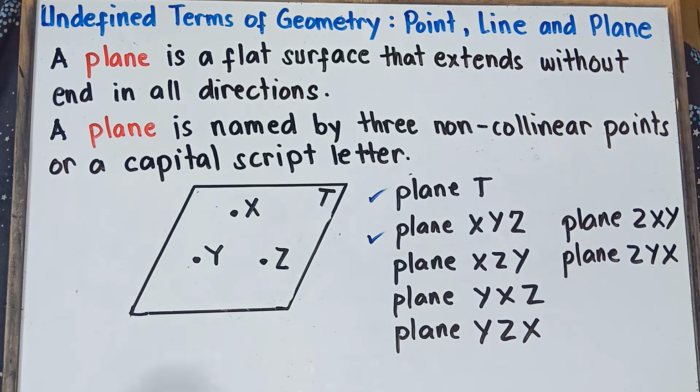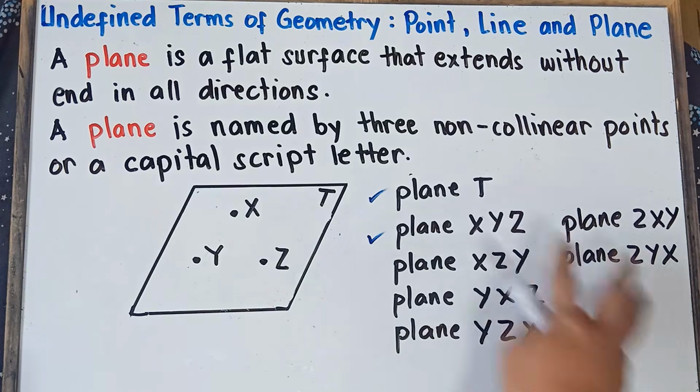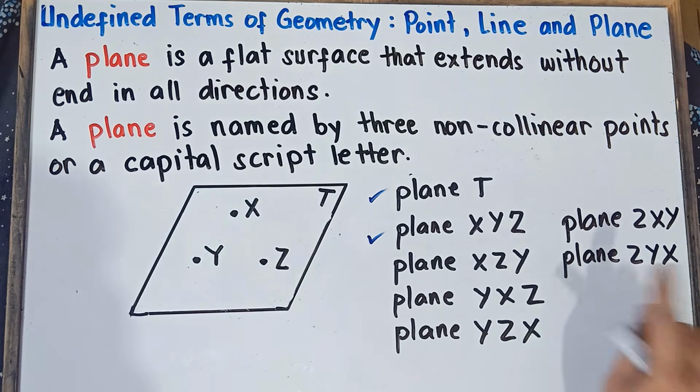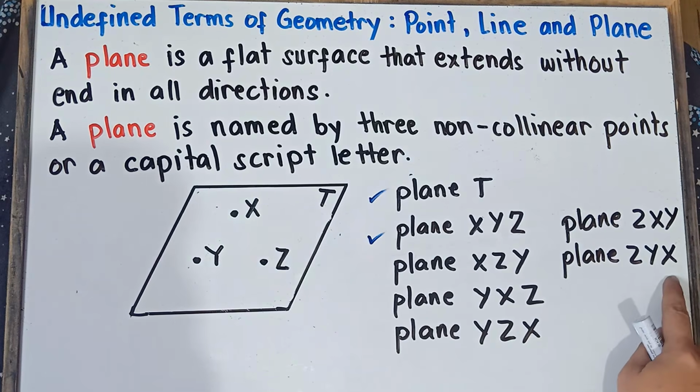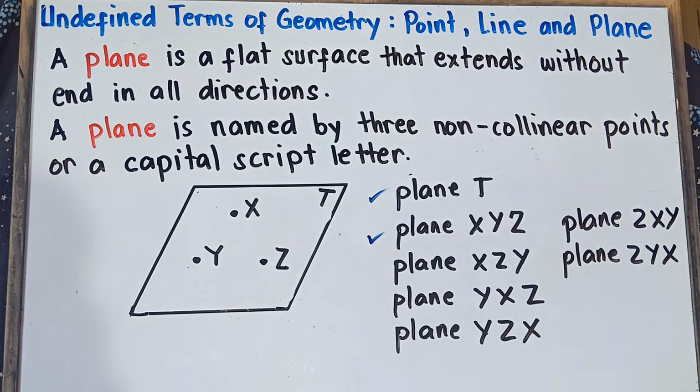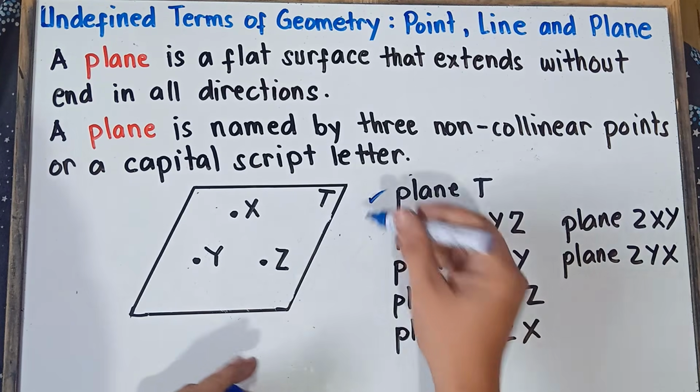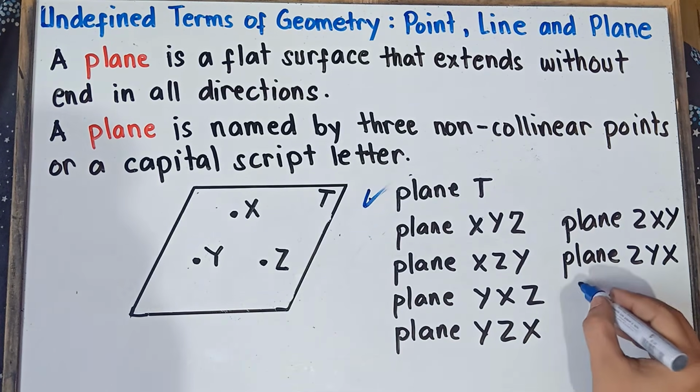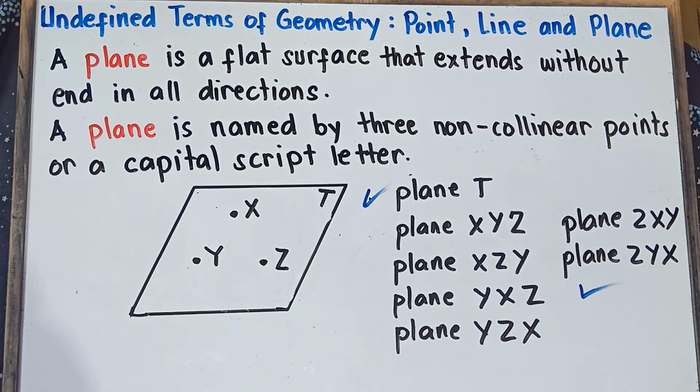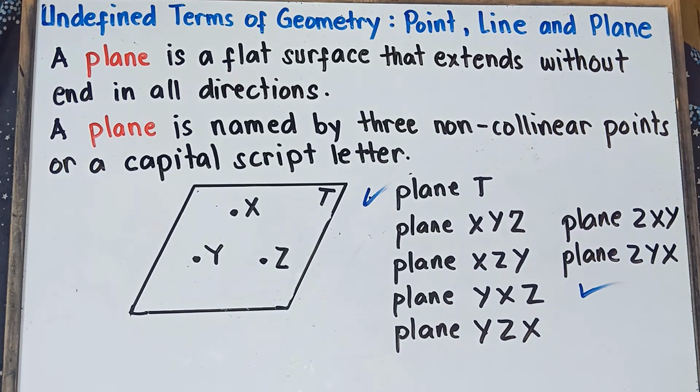So once again, class, you can simply choose one of the following names. Plane Z, Y, X is just the same as plane T. So you can simply choose plane T, that's okay, this is acceptable, or plane Z, Y, X. So that's the thing with regards to the plane. I hope it's clear for you, class.